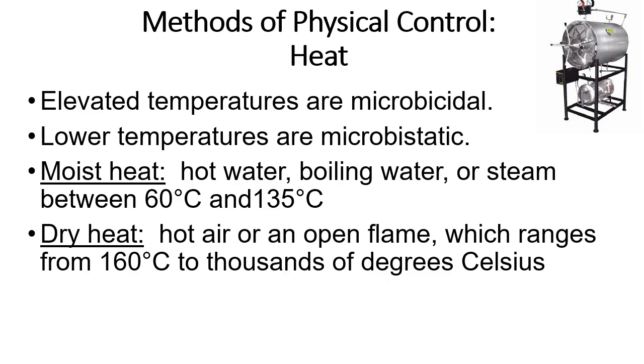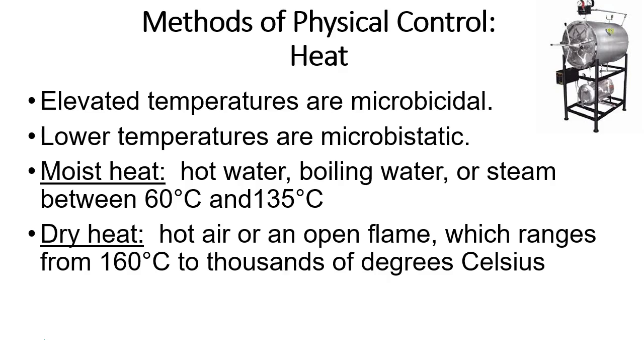Methods of physical control and heat. So the 6 methods of physical control of microorganisms are heat, radiation, desiccation, gases, liquids, and filtration. Gases and liquids fall under the chemical, but they are put into their own categories because they're very different methods.